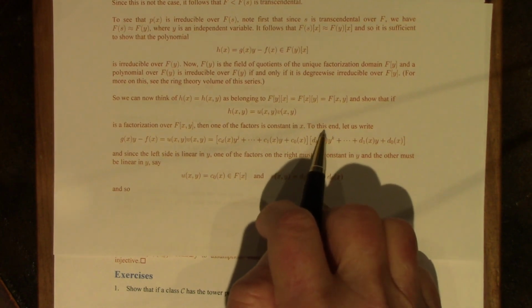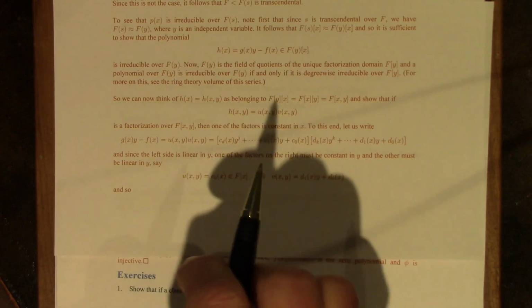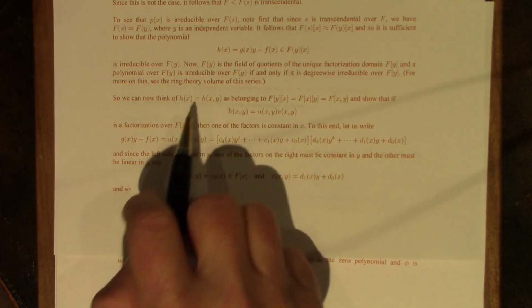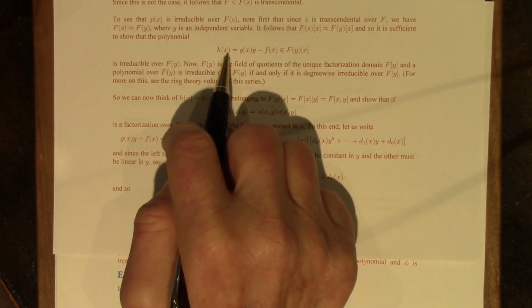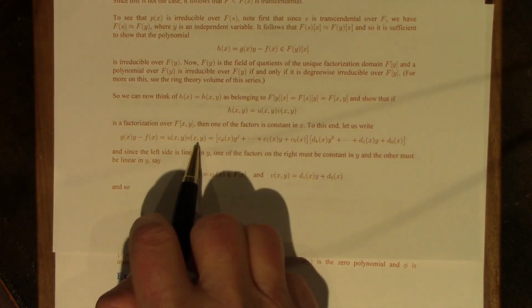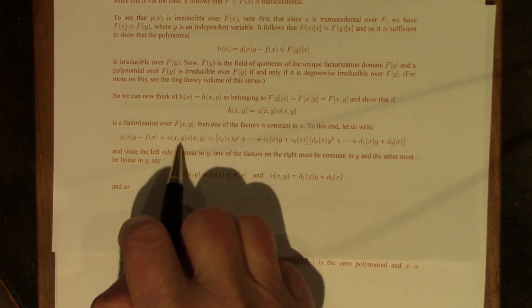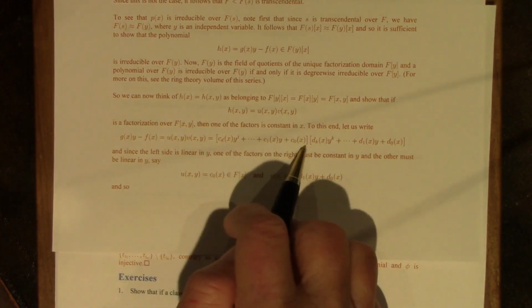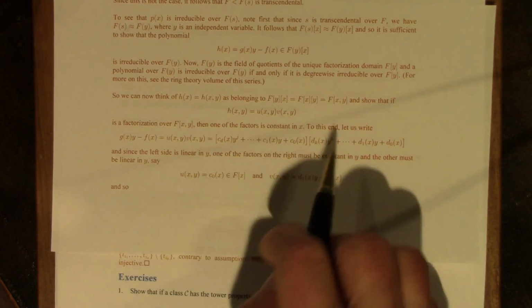So, if we take this polynomial, where did it go? H of xy. Well, I've added y here because y is now a variable. This polynomial has a factorization, and we'll write out this factorization. This is a polynomial in x and y. We'll write it out as a polynomial in y with coefficients that are polynomials in x. Same thing here.